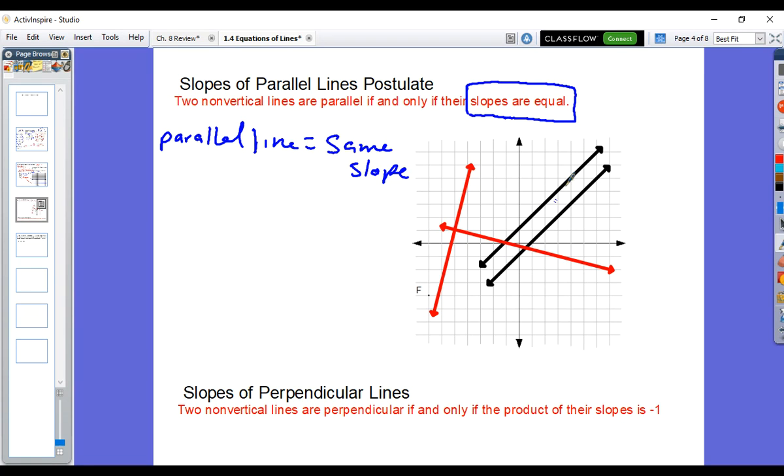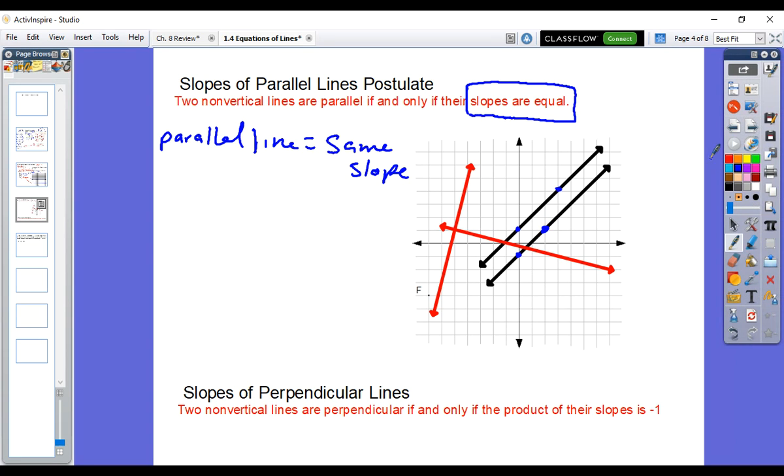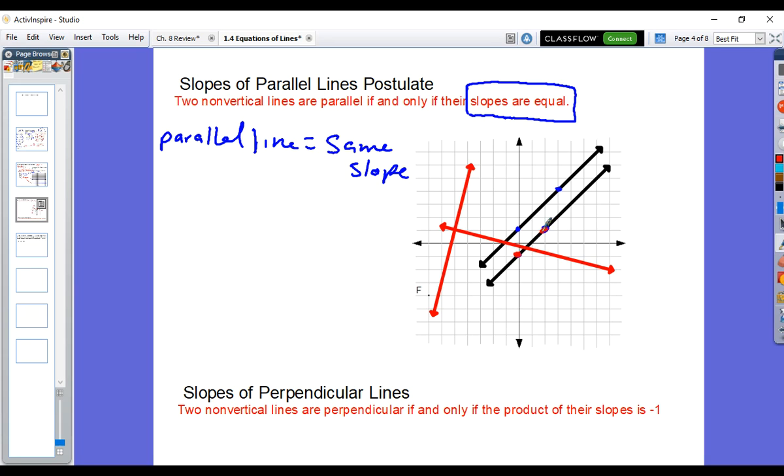So here's two lines that are supposedly parallel. Well, let's figure it out. Let's look at the slope of this one. Here's a point of intersection. Here's another point. This other one right here. Here's a point of intersection right here, and here's another one right there. Let's change the color so then we know we're talking about different ones.